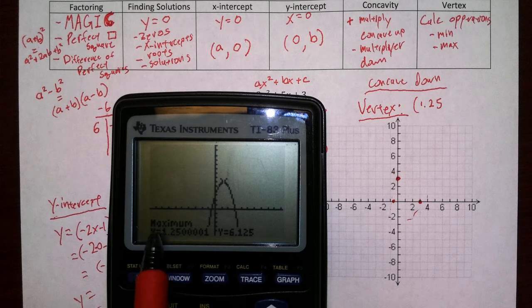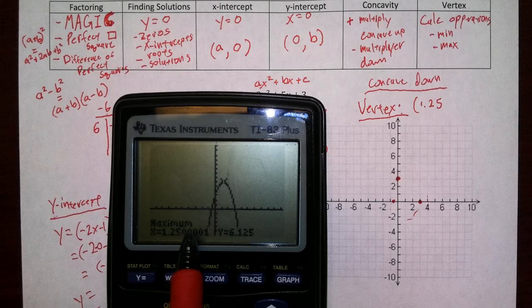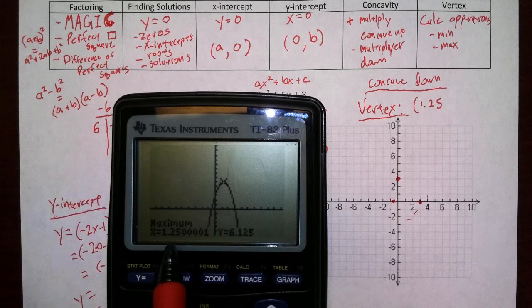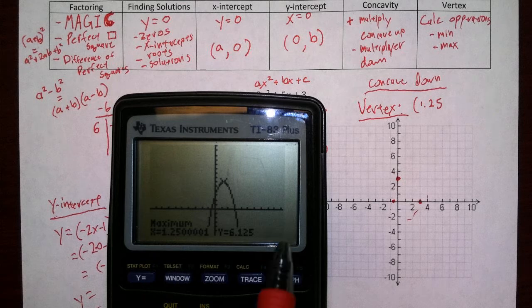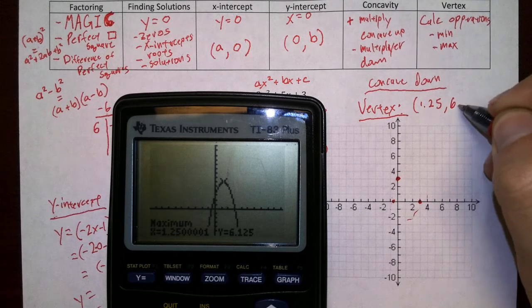You may see 0.99999, which would really just be 1. That's basically 1. That's just a calculator being a little bit of a calculator, not giving you the fully flushed out or simplified answer. Okay, so our x is 1.25 and our y is 6.125, comma 6.125.